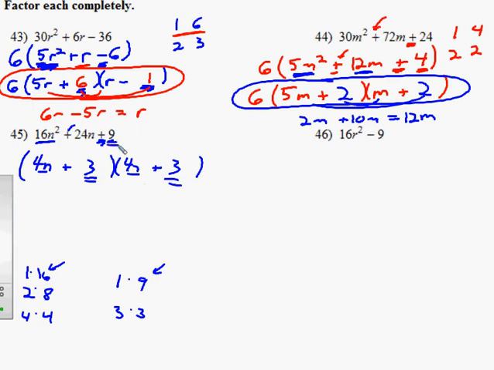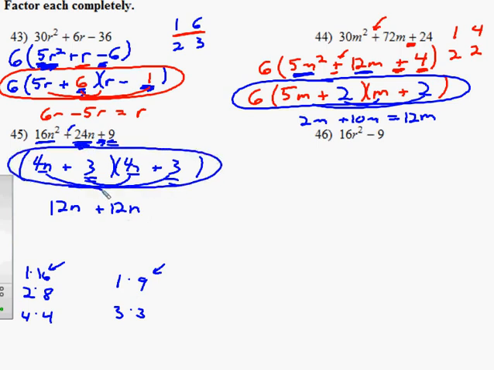So we need to check to see if we can get this 24. And so we check these. So we're going to multiply 3 times 4n is 12n. And then multiply these. 4n times 3 is 12n, which is 24n. So this is our correct answer.